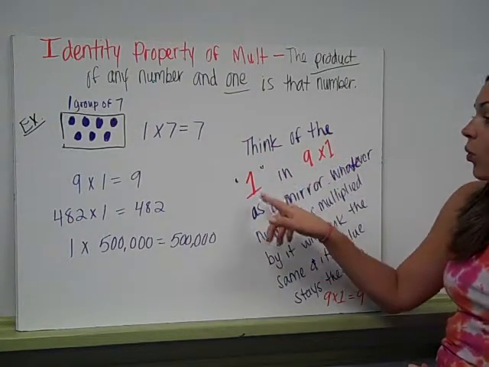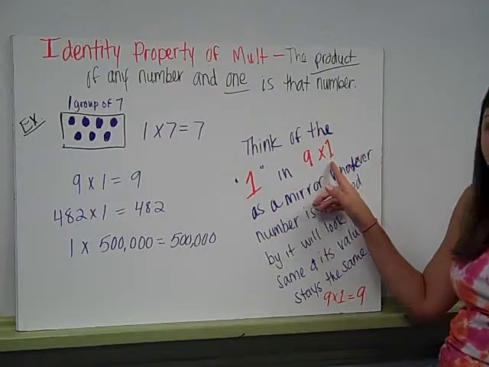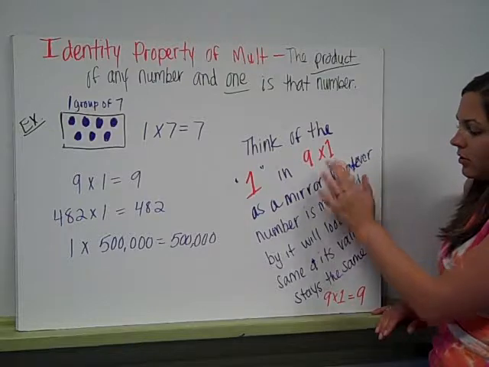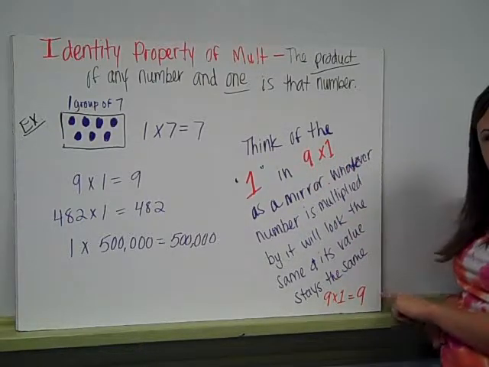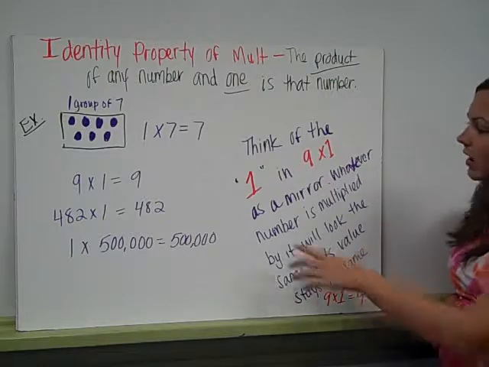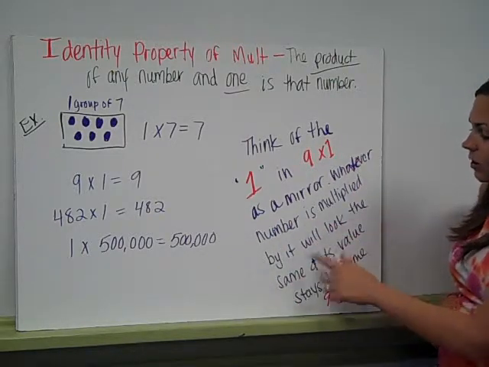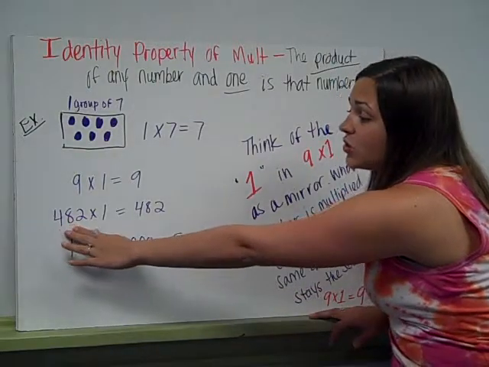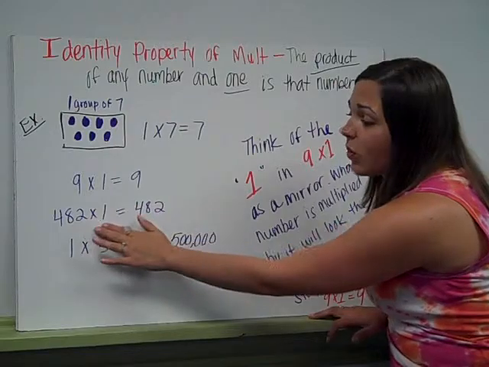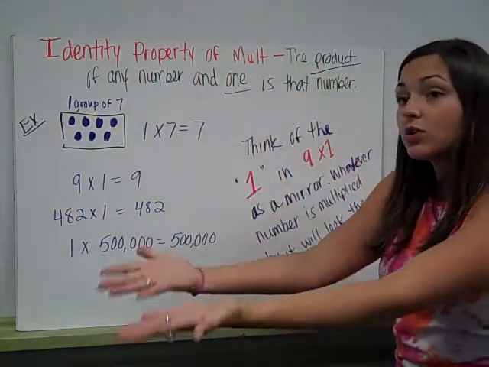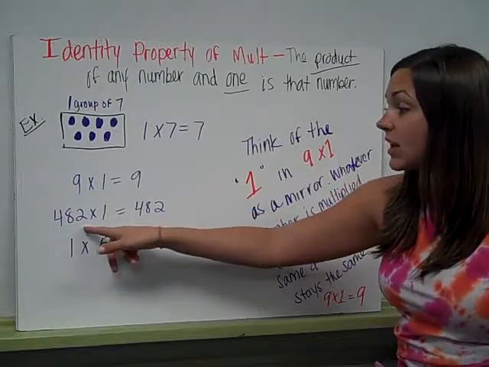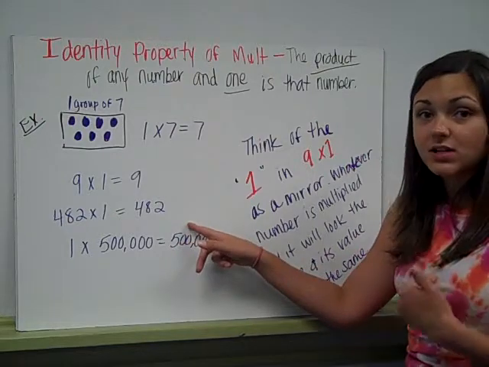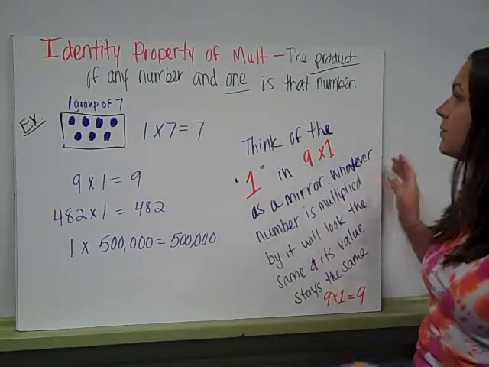I like to think of the 1 in 9 times 1, or any problem times 1, as a mirror. So it's like the 9 is looking at a mirror. If the 9 is looking at a mirror, then what is it going to see? It's going to see itself. It's going to see a 9. Whenever a number is multiplied by 1, it will look the same, and its value stays the same. So over here I have 482 times 1. If 482 is looking at 1 like a mirror, when you look at a mirror you see your reflection back. So 482 times 1, it's going to see the same number reflected back at it. That's just a little trick I like to use.